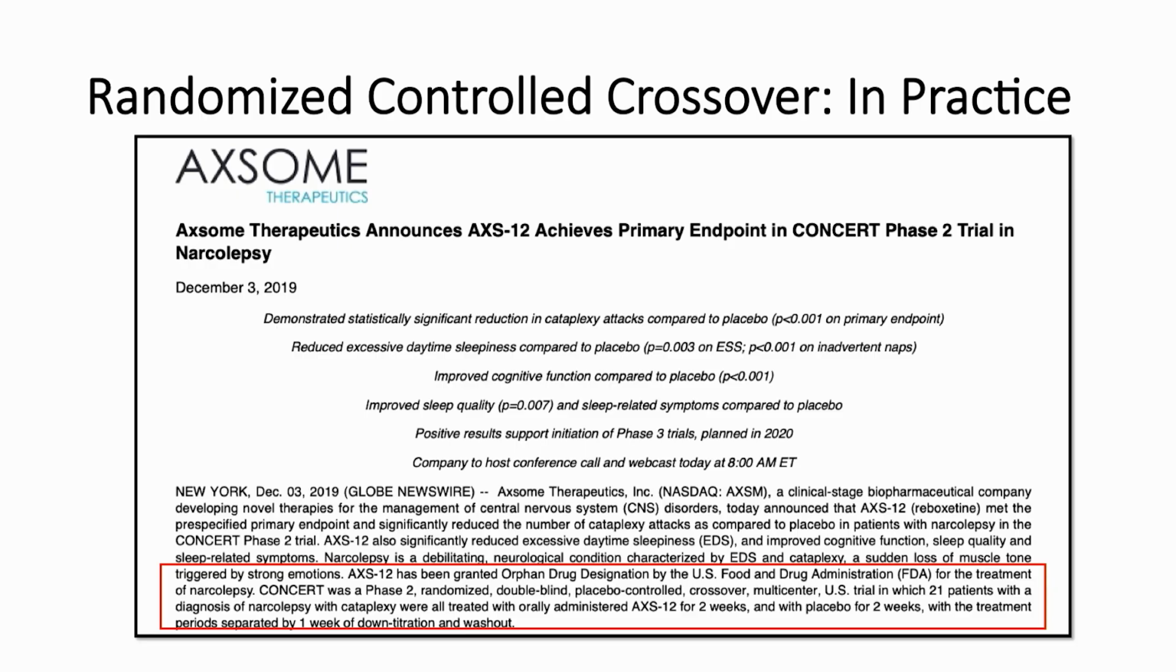These are done many times in practice. This is just one example of a press release from Axsome Therapeutics. This was released in December. They ran a crossover design. They had two-week periods, and in between that, a 1-week washout. And this was a design to look at their efficacy of their drug in narcolepsy. And what they saw was a statistically significant reduction in cataplexy events or attacks in the treatment period compared to the placebo period.